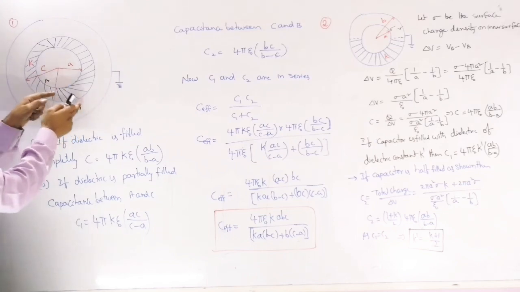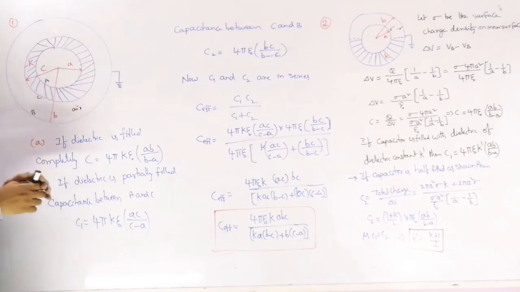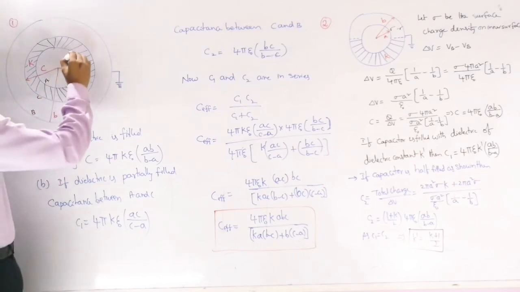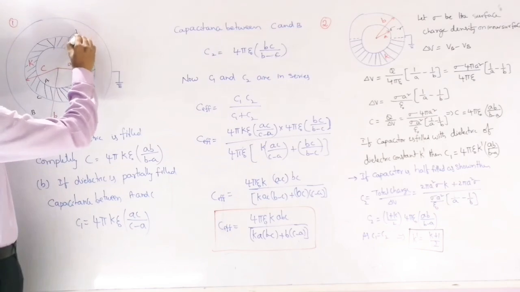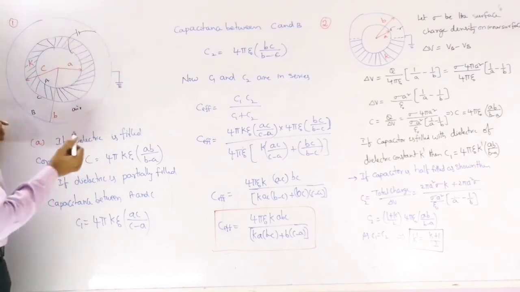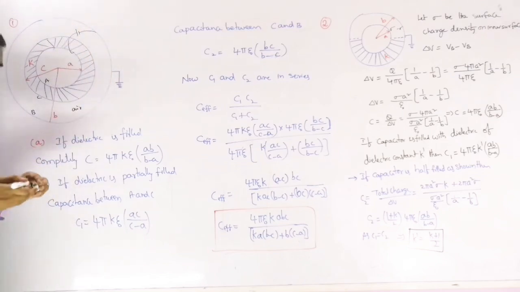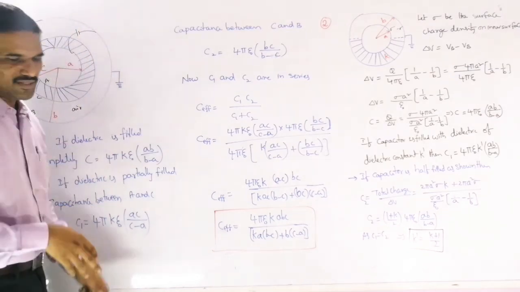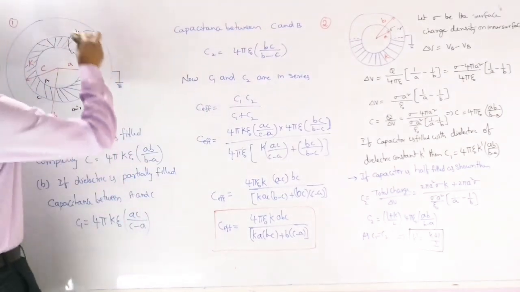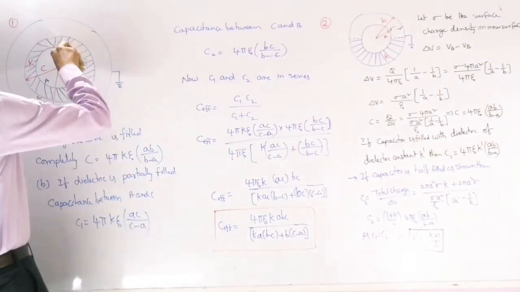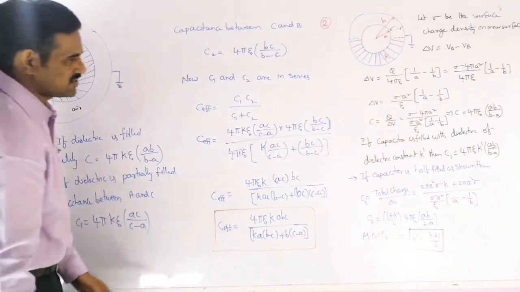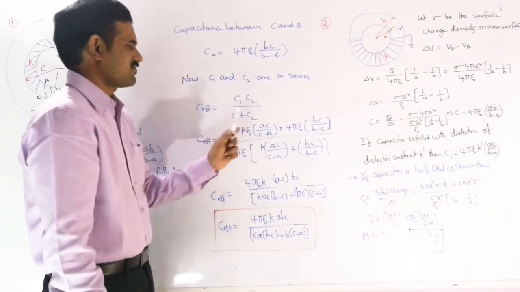So the charge appearing on this surface and this surface will be the same. Suppose the positive terminal of the battery is connected here and the negative terminal is connected there. Then the charge appearing on this surface and this surface will be the same, and so you can consider those two capacitors as being in series. So C1 and C2 in series gives the effective capacitance.